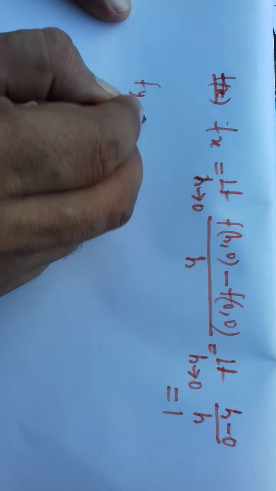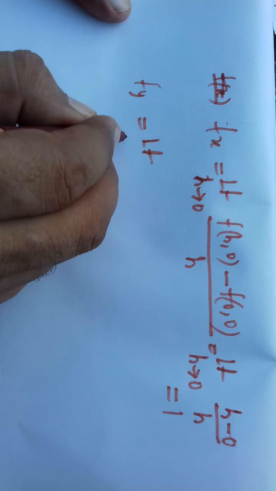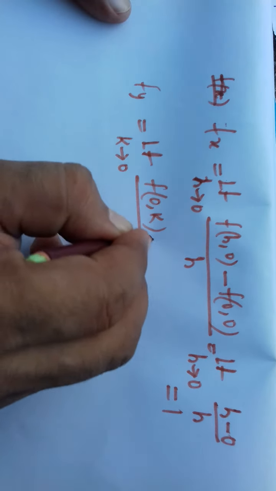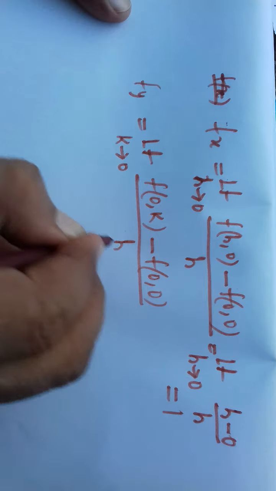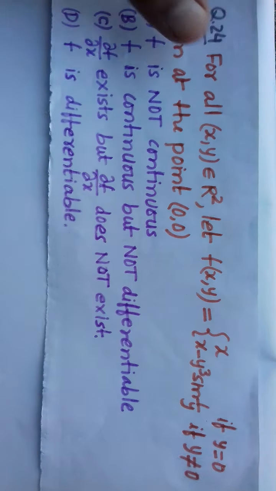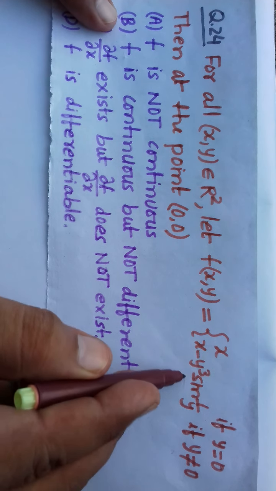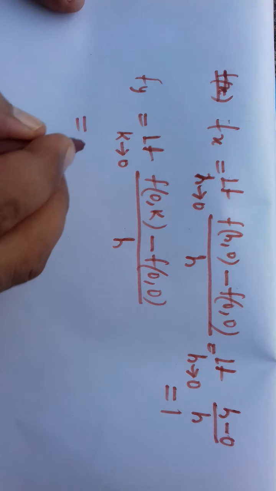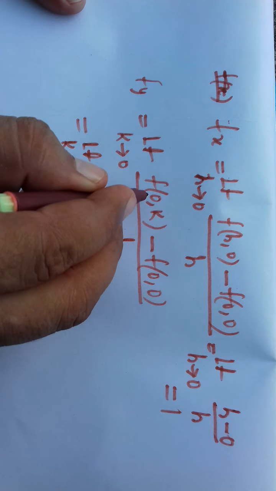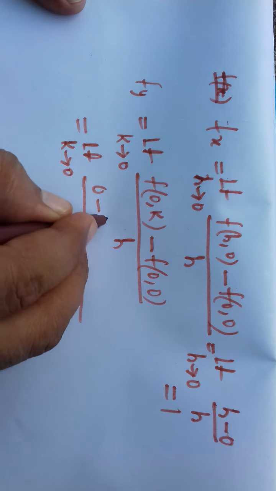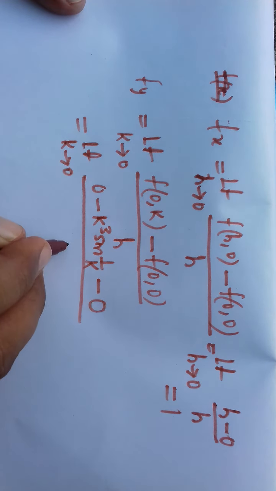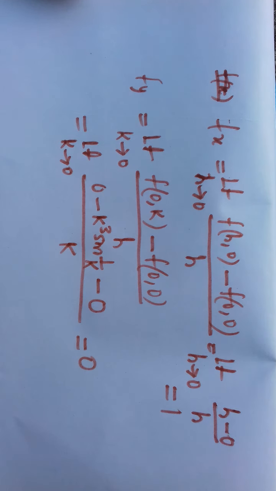Let us get fy. Limit k tends to 0 of f(0, k) minus f(0, 0) by k. This time y here you see is k, y is not 0, so this time we will take this one. So this will be limit k tends to 0, at the place of x it is 0, so this will be 0 minus k cube sine 1 by k, and f(0,0) is 0, by k. This comes out to be 0.